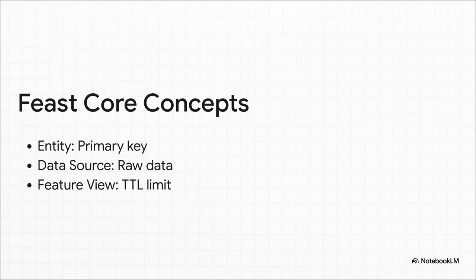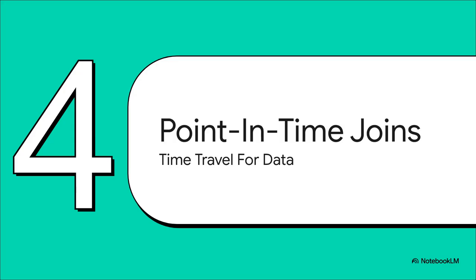This groups your features, defines the data types, and, this is absolutely crucial, it sets a time-to-live safeguard, or TTL. That TTL is a massive production safety net. It strictly limits the maximum age of a feature before it's considered stale, so your model never ever makes decisions based on ancient history.